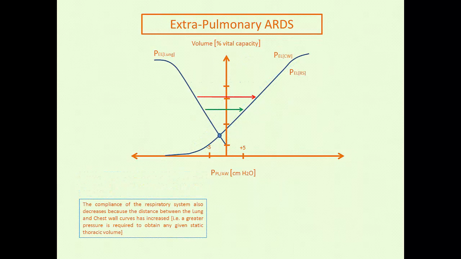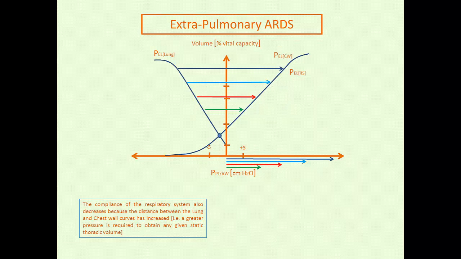And similarly, the drop in chest wall compliance increases the lateral distance between the lung and chest wall curves for any given volume. And again, in the spontaneously breathing patient, this is the amount of pressure that must be generated by the muscles of respiration, or in the ventilated patient, the amount of pressure that must be applied to the proximal trachea to achieve this given volume.